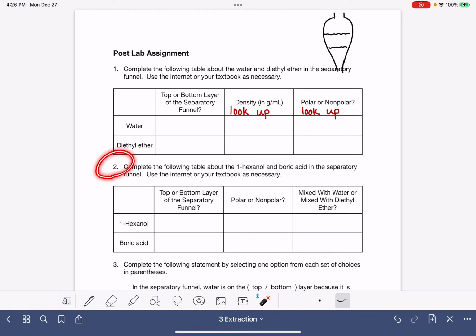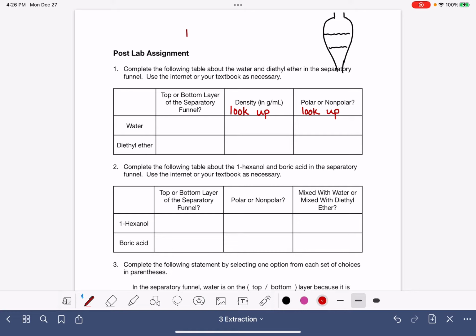Now moving down to question number 2, you've already answered whether each of these is in the top layer or the bottom layer. So let's say hexanol, 1-hexanol, you already figured out if it's the top layer or the bottom layer. Now to answer this next question, is it polar or nonpolar? What you're going to do is take a look at where it is, top layer or bottom layer, and what else is present in that same layer.